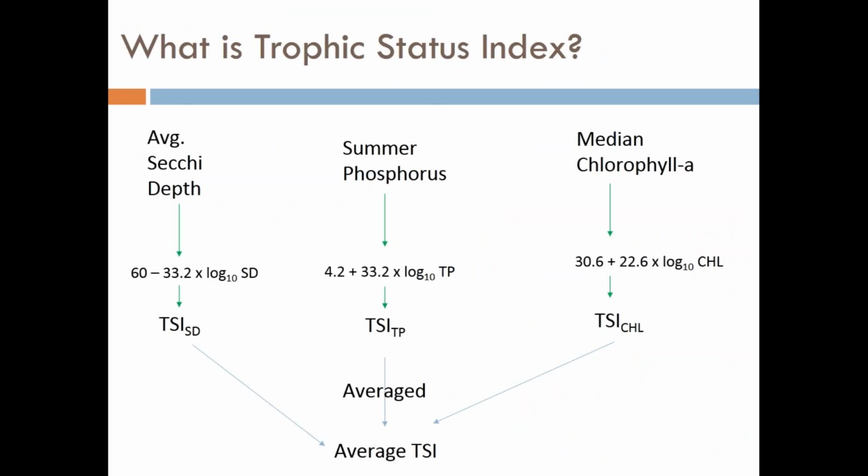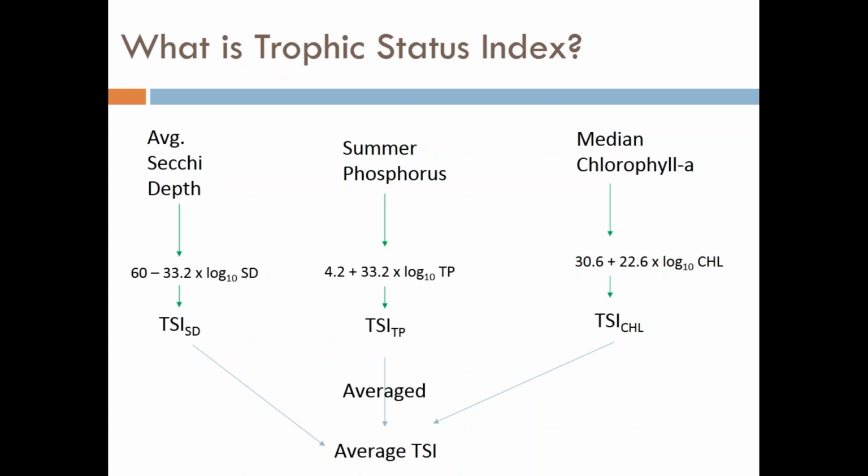So for our 3 parameters that we've talked about today, the average Secchi depth, the summer phosphorus, and the chlorophyll, together they can be used to give a sense of the amount of nutrient growth, or the algae growth and nutrients in your lake. The problem with these 3 measurements is that they're all on different scales.